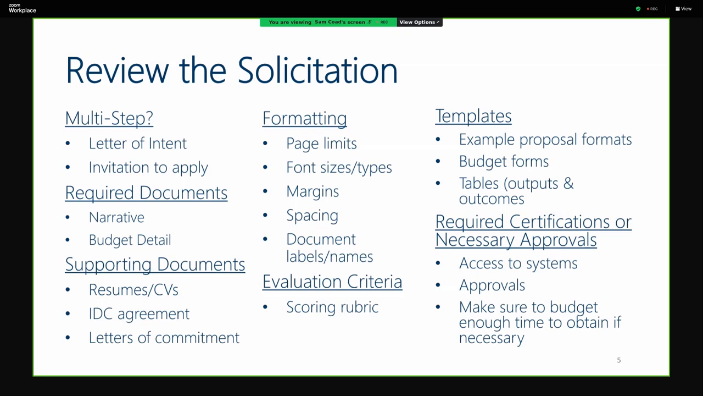Templates are also a really useful thing. If the solicitation links to example proposal formats, or if they have their own budget forms that you want to use, or if they have table formats, things like that, using their templates or using their formats can be beneficial to you because that's what they're going to be looking for when they review the site or solicitation.